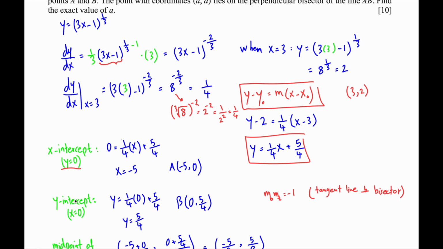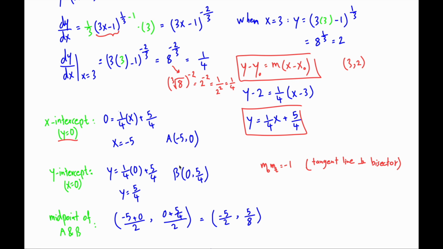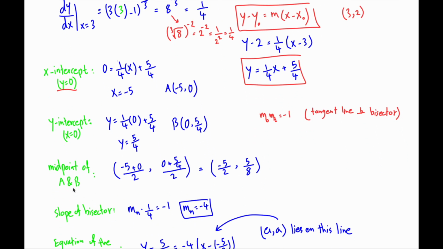And then I'm going to find the y-intercept, and we know that at any y-intercept x equals 0. Therefore, in this equation, I'm going to replace all the x's with 0, and that's the y coordinate of point B. So now that I have point A and B, I need to find the midpoint of them, because this point we're talking about lies on the perpendicular bisector, and the bisector is passing through the midpoint of A and B.